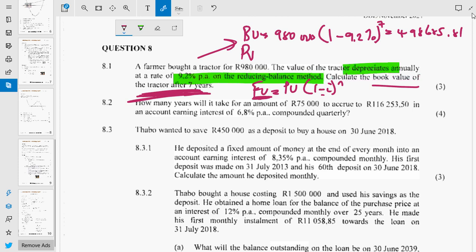And the second part of the question asks us how many years, so they are looking for t, will it take for an amount of 75,000 to accrue 253.50 cents in an account earning an interest rate of 6.8% per annum compounded quarterly. Okay, please don't fall into the trap.